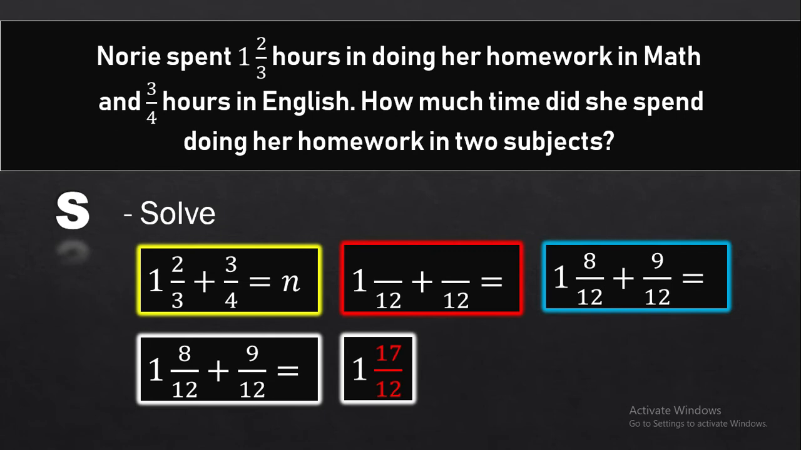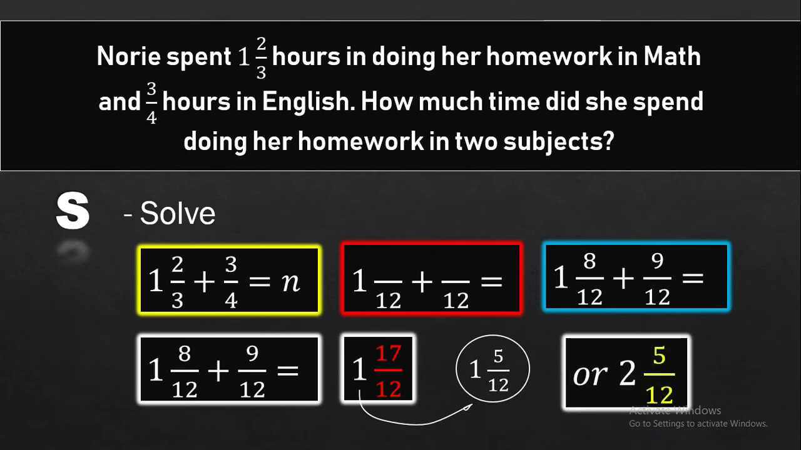So, 17/12 magiging 1 and 5/12. And then, may whole number pa tayo na 1. I-add natin to sa 1 and 5/12. So, our answer will be 2 and 5/12. Since wala nang common factor ang 5 at 12, this will be the simplest form. Tapos na tayo sa solving.